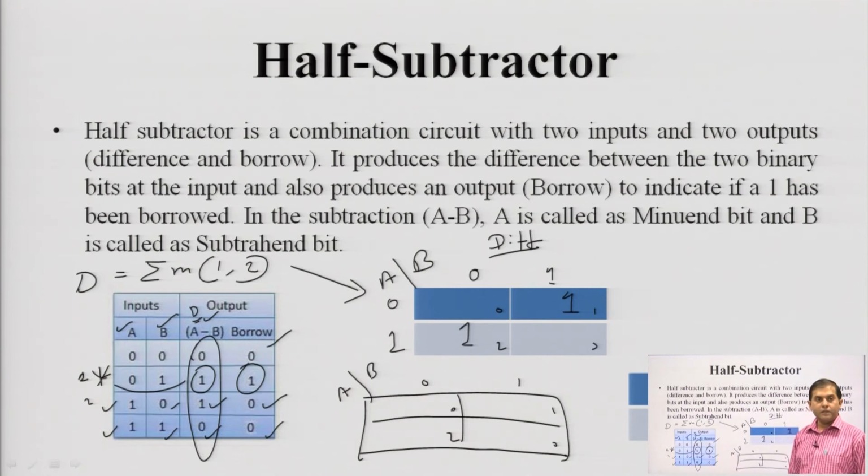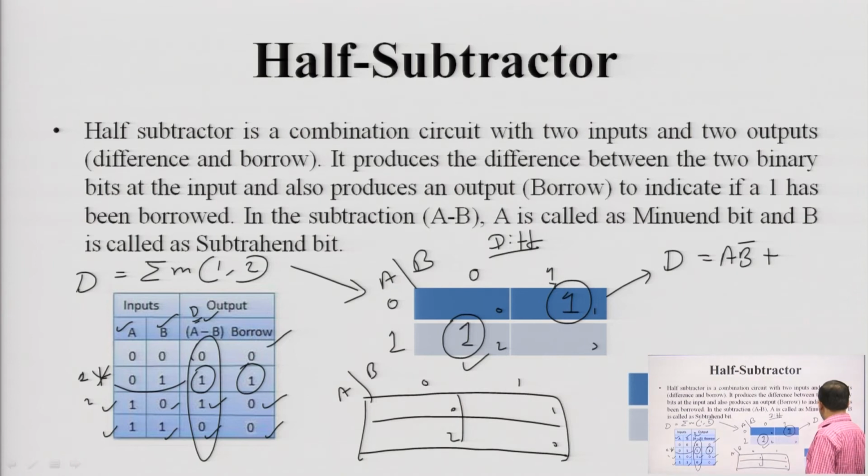Any grouping possible? No, no adjacent ones. So, no grouping is possible. This will be an individual, this will be an individual. So, difference will be nothing but this one is a b bar and this is a bar b. Okay. So, the Boolean expression for difference is a b bar plus a bar b.